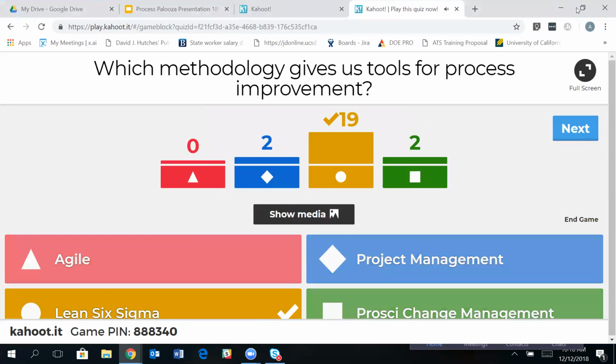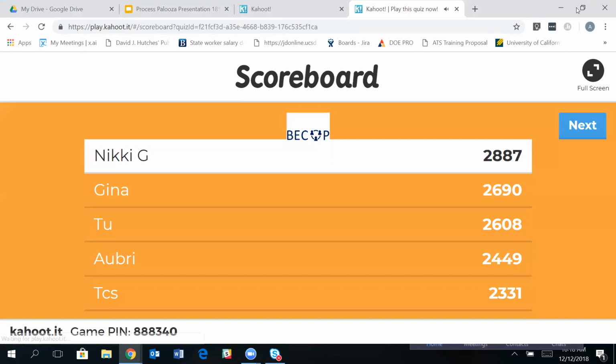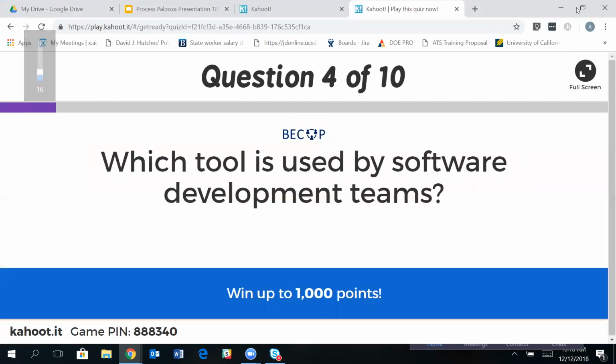2, 1. Right. Okay, everybody. Nikki G's up there. Gina. Aubrey's coming up there too, though. Keep it at the heels. Ready? Okay, which tool is used by software development teams?